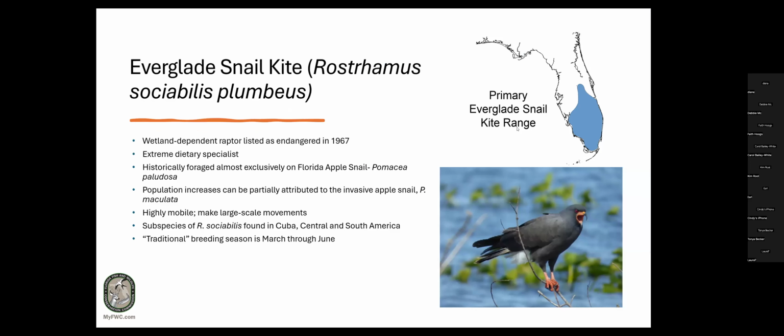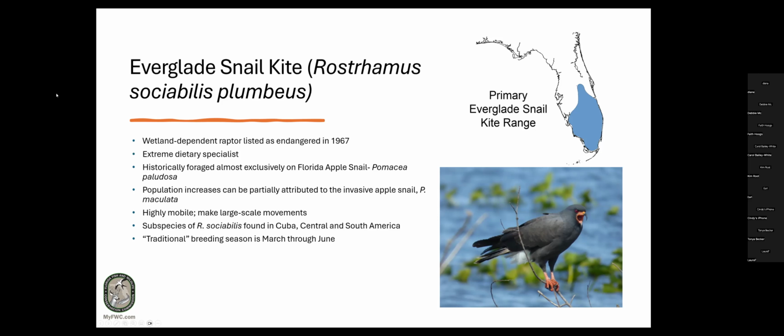The Everglades snail kite is a federally endangered species listed in 1967. They are a wetland dependent raptor and extreme dietary specialists. They almost exclusively have foraged on Florida apple snails, Pomacea paludosa. But with the invasion of the invasive apple snail, they have started to forage on those as well. And their population increase can be partially attributed to that invasion.